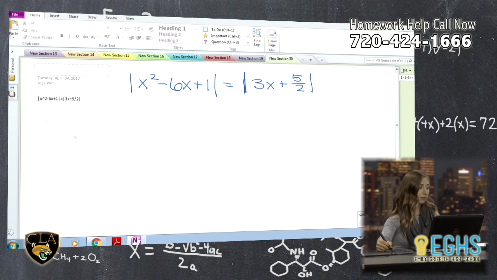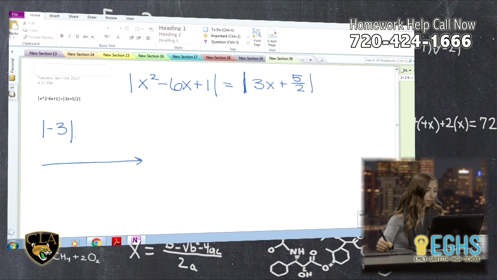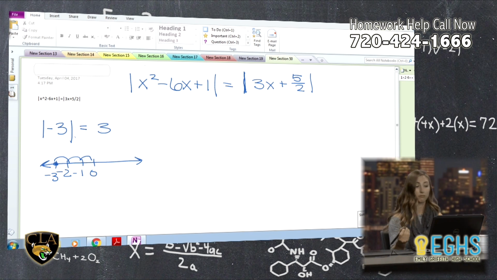A very simple absolute value question, I'll show you, is the absolute value of -3. What that means is, what is the distance from 0 of -3? And you think on a number line, if I've got here's my 0, -1, -3. -3 is 3 spaces away from 0, so the absolute value of -3 is 3, because it's 3 units away from 0.